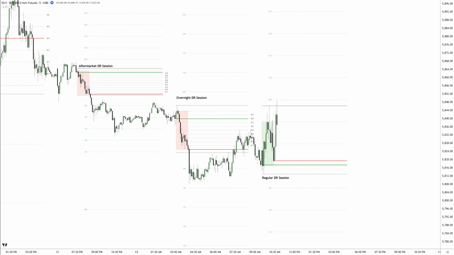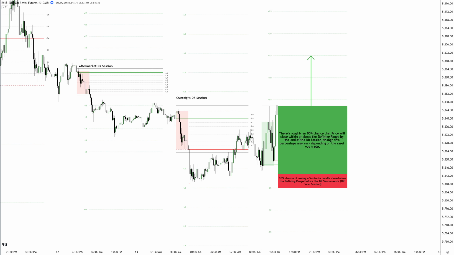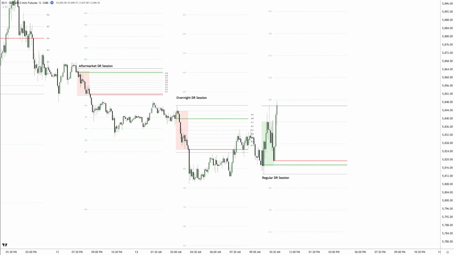A few minutes into the regular DR session, a 5-minute candle closed above the defining range, providing a long confirmation. This immediately shifted the probabilities in favor of longs, with an approximately 80% likelihood that price would close within the range or extend higher toward new standard deviation levels. The confirmation candle also violated the overnight DR session highs, effectively breaking the DR downside model and almost completely eliminating the chance of further downside.